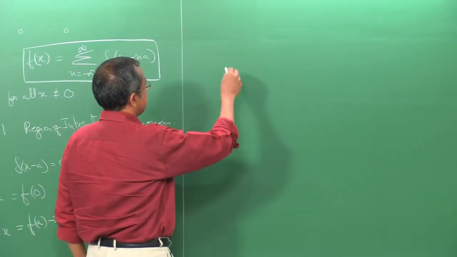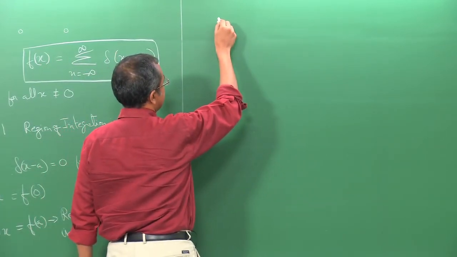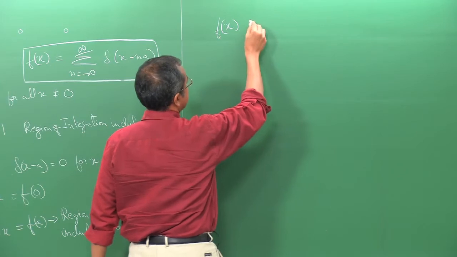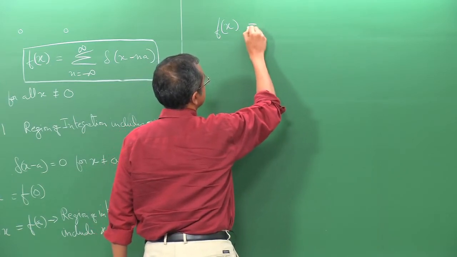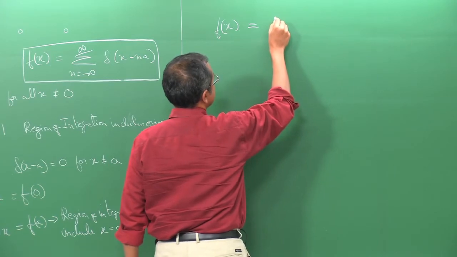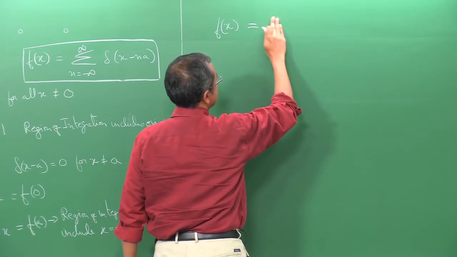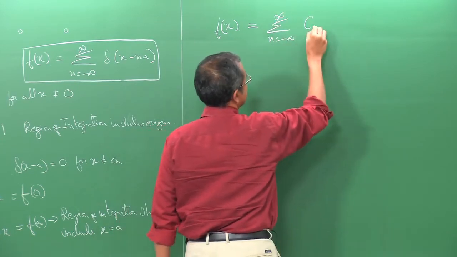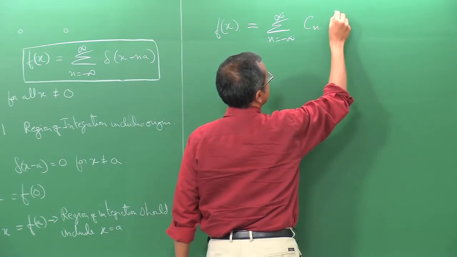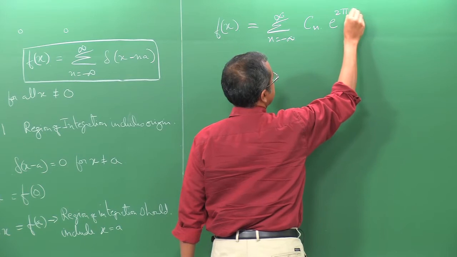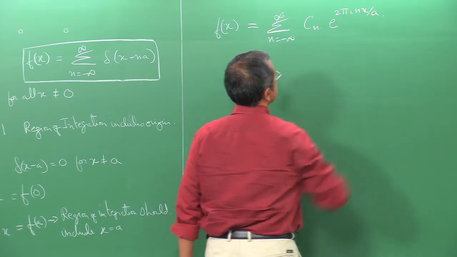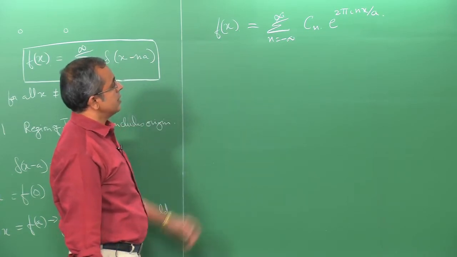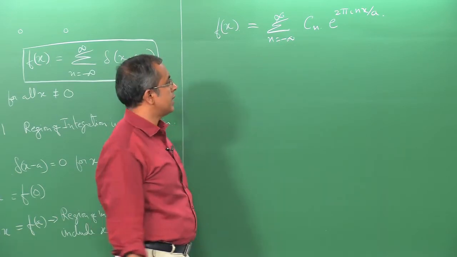Right. So, if we have a function f of x, the Fourier series corresponding to this is basically given as a sum, n equal to minus infinity to plus infinity, c of n e to the power 2 pi i n x by a. So, if you take a periodic function and write it as a series in terms of a Fourier series, then this is how the Fourier series would be written.